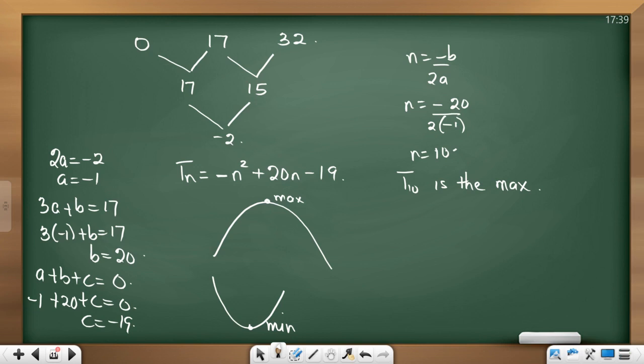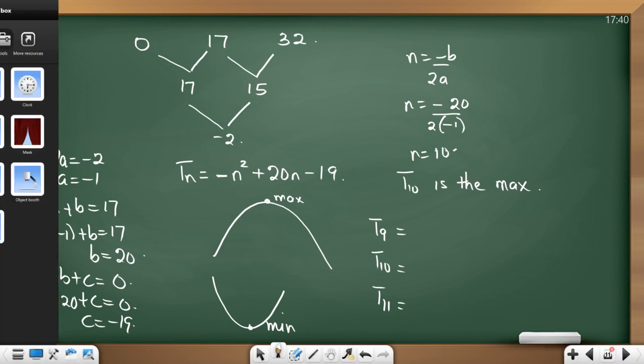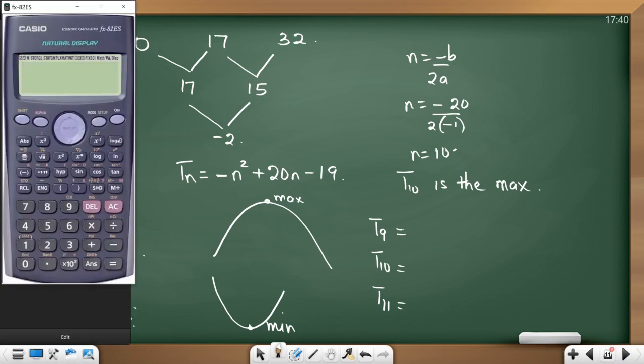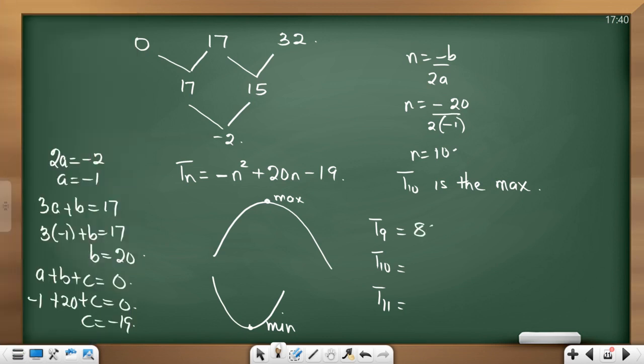Let's quickly prove it. How do I prove it? Let's find T9, let's find T10, and let's find T11. I'm actually jumping into functions now. T9, I'm going to throw in my calculator. It's negative 9 squared plus 20 times 9, 180 minus 19. This is 80. I can tell you that this one will be 80.